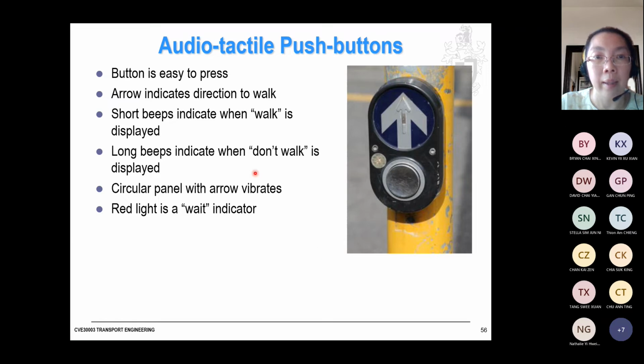Earlier on I mentioned audio tactile push buttons. For those who are visually impaired, we need to have short beeps to indicate when walk is displayed, or long beeps to indicate when don't walk is displayed. Some of these push buttons I've seen, not in Australia, but in other countries, are equipped with audio to inform, please walk. So you could also have that kind of audio system.